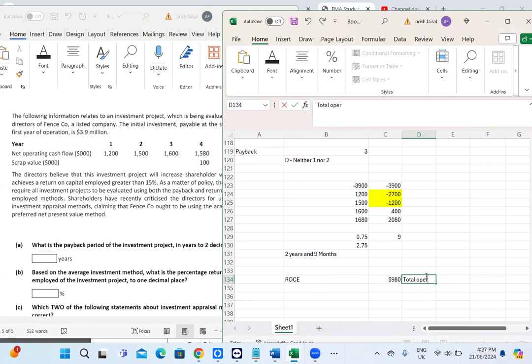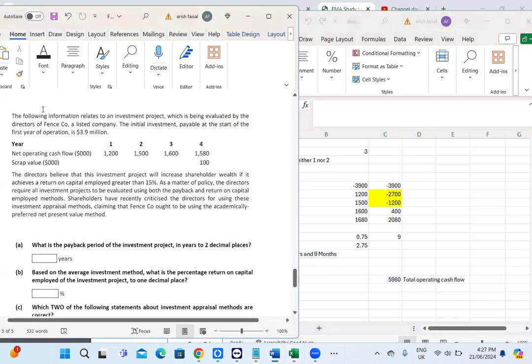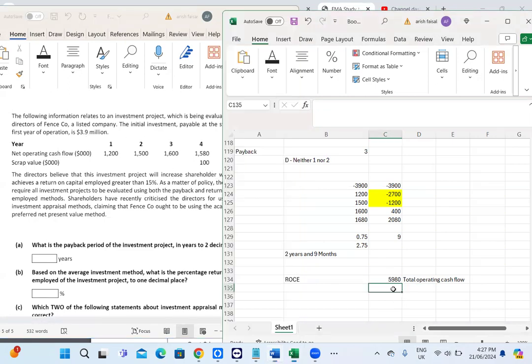This is the total operating cash flow in net terms. The depreciation will be 3.8 because 3.9 million is the cost and 100,000 is the scrap value. So the depreciable amount over here will be 3.8 million. So 3900 minus 100, so it's 3800.